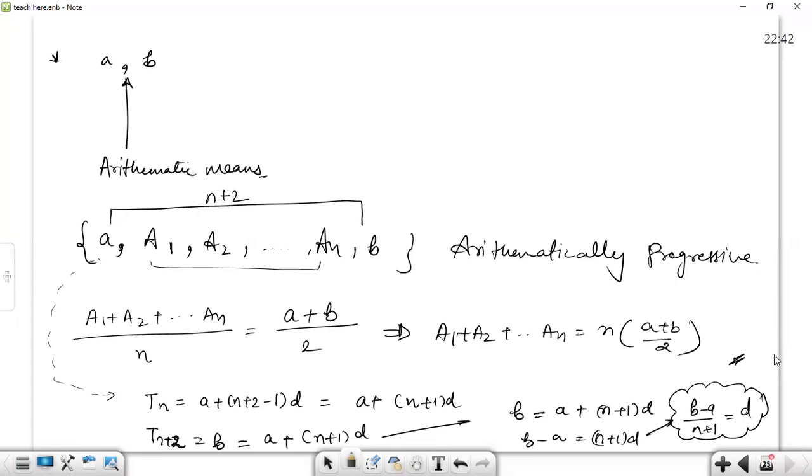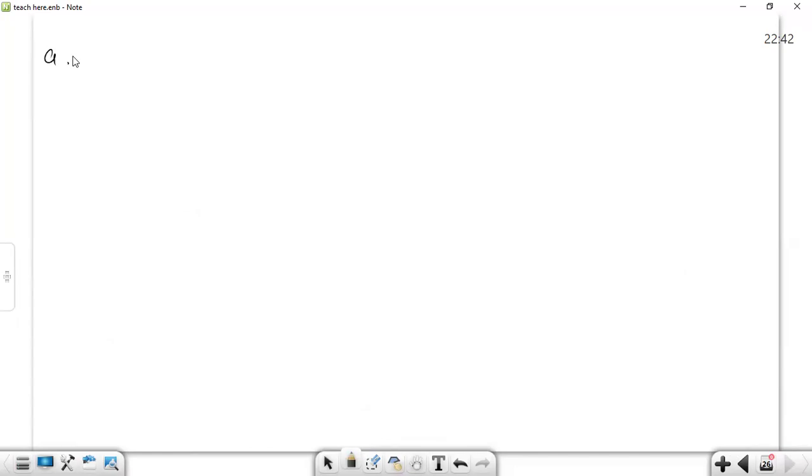Clear? Any doubts? No, sir, no doubts. So it's simple that if there is an AP like A, A1, A2, ..., AN, and B, this is an AP of total n plus 2 terms. Don't make the mistake of thinking this is the n plus 1 term.